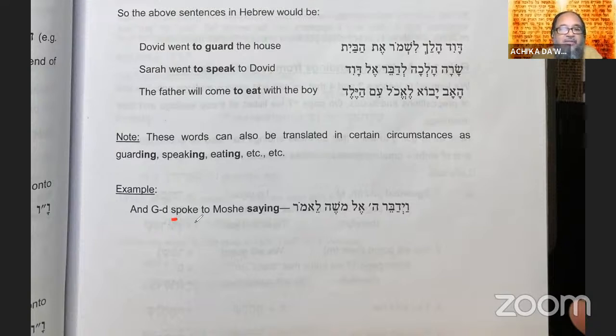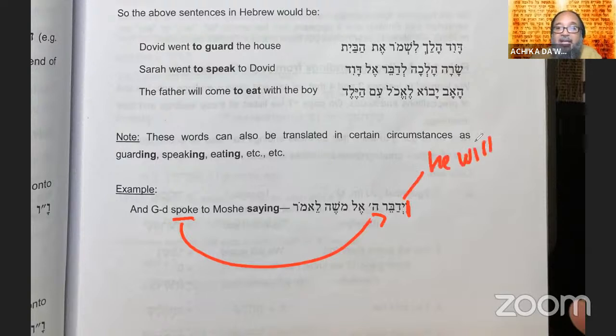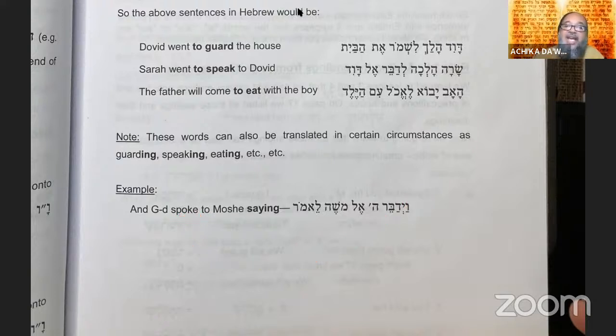One thing, though, before we leave: it spoke. The reason why it spoke is because it's in the past tense. Because if I took this wa off, it'd be Yadaber. And Yah in the front is he will. Remember that. Not just he, but he will speak. And the reason why it's not will speak now, but he spoke in the past tense, is because they put that reversing wa right there. They added that wa. It means and he spoke.